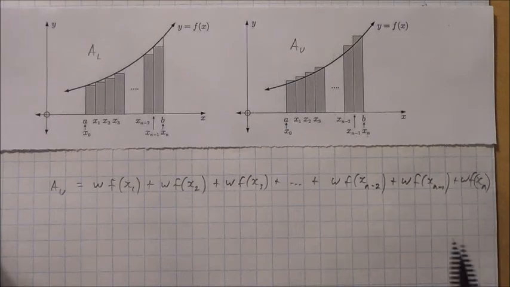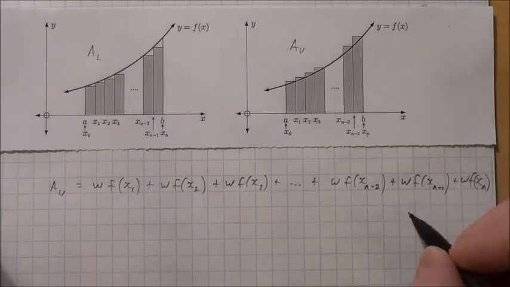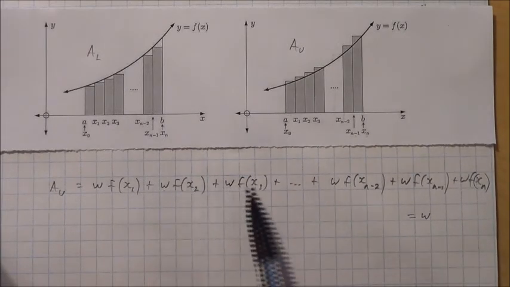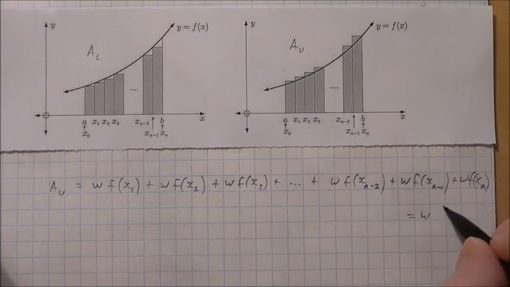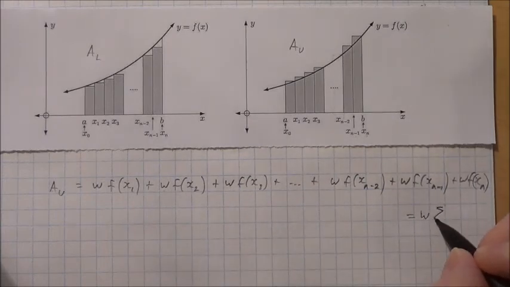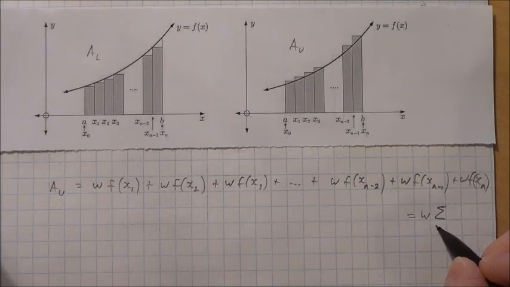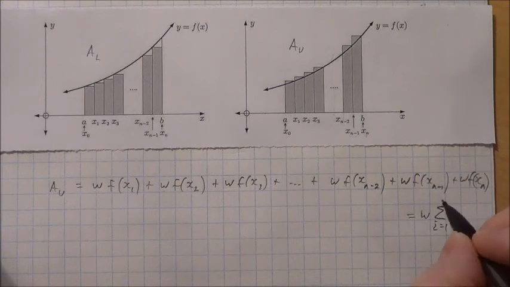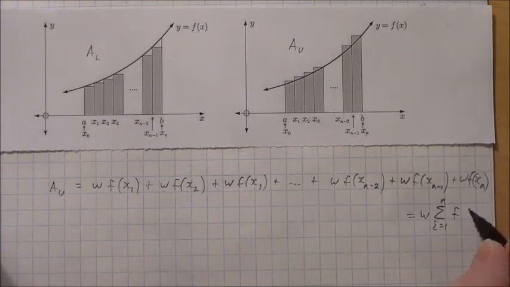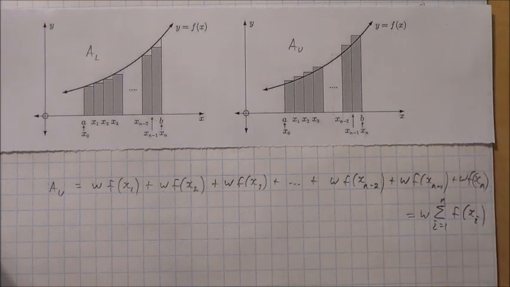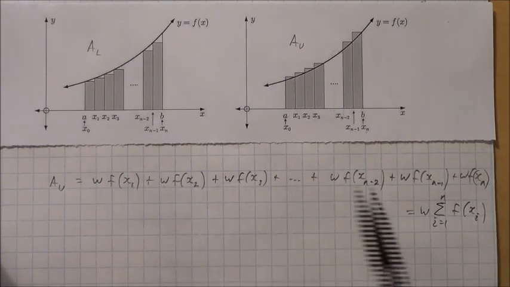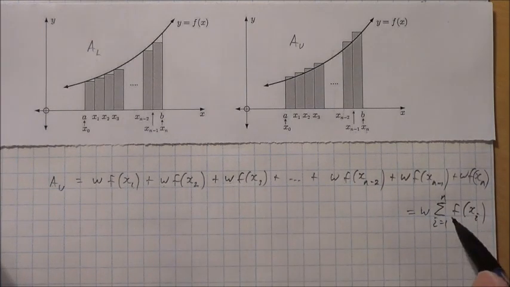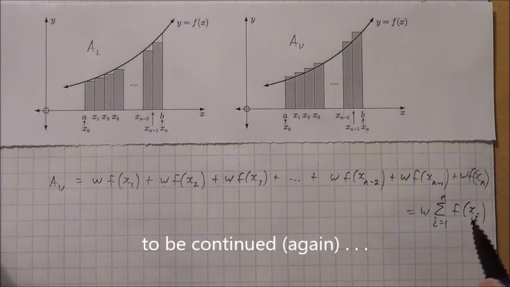Okay, so we add all those things together, and that can actually be simplified. If we factor out the w, we then use summation notation: the sum with index i equals 1 to n of f of x sub i. Again, the whole thing is the sum of all these rectangular areas added together, and this is how we can summarize that.